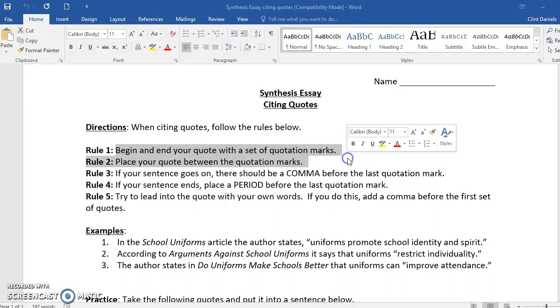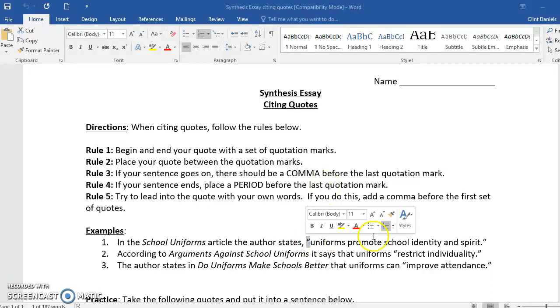Rule number one, you're going to begin and end your quote with quotation marks. Quotation marks is what you see right there, those little guys right there, okay? Rule number two is place your quote between the quotation marks. As you can see, this quote right there is taken directly from one of the articles on the websites there. So you're going to put that right in between there, okay?